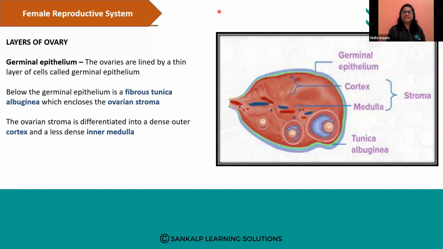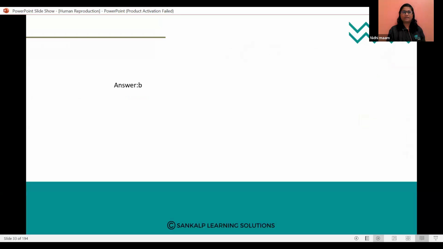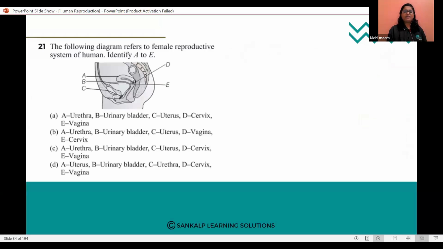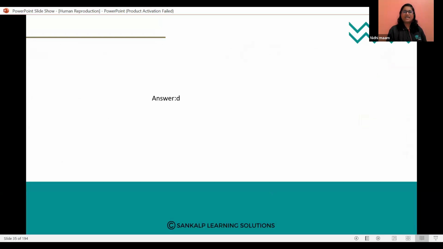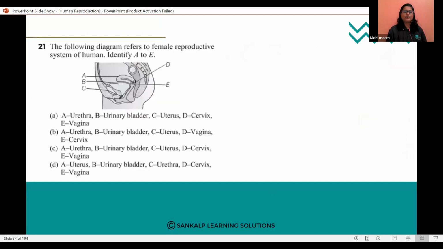So let us proceed to the next question. The following diagram refers to female reproductive system of a human. Identify A to E. So you have to identify the parts here. A is urethra, B is urinary bladder, C is uterus, D is cervix, E is vagina. See the options, all the options, and let me know your answer.